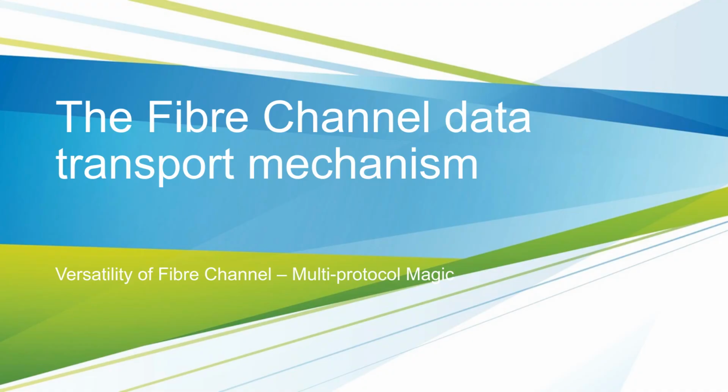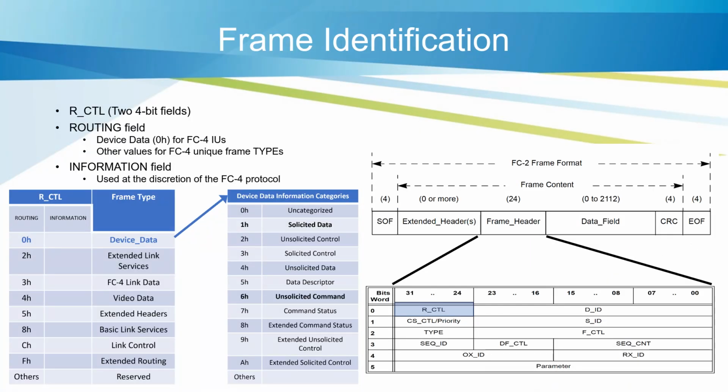Now let's take a little bit deeper dive into that frame header, because this is the mechanism that's going to be used by the FCP transport engine, if you will. And we're going to look first inside the frame header at the R_CTL field. That R_CTL field tells us the type of the frame, if you will, and what it's going to be used for.